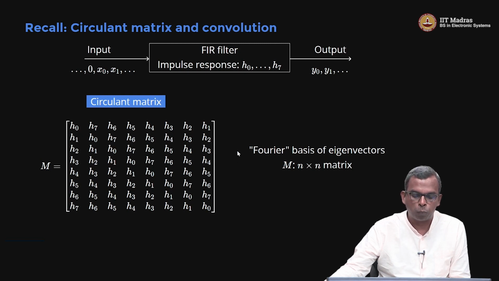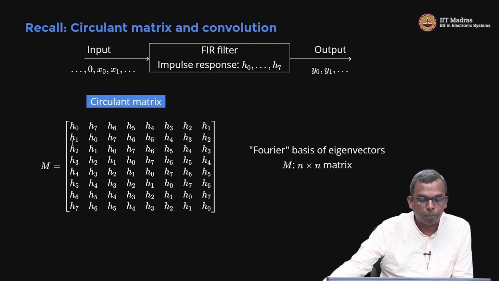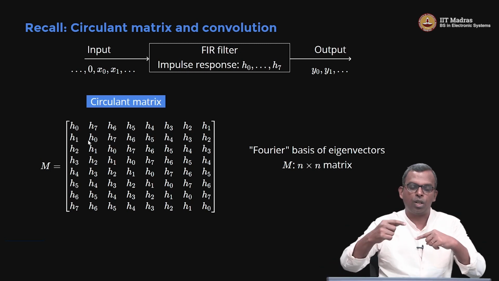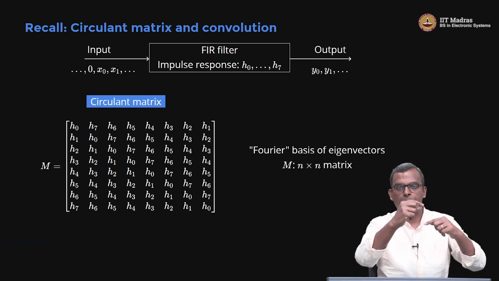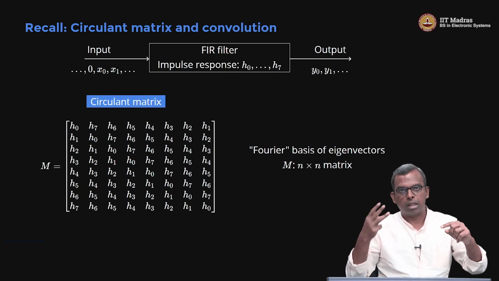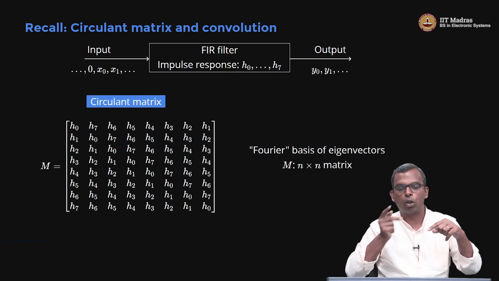This is a very important idea in all of digital signal processing, so this circulant matrix plays a very important role. Notice how this matrix is defined. The first column is H0, H1, H2 till H7. The second column is one circular rotation of the first column. You take the last guy, put it in the first, and then rotate everything. The third column is a circular rotation of the second column.